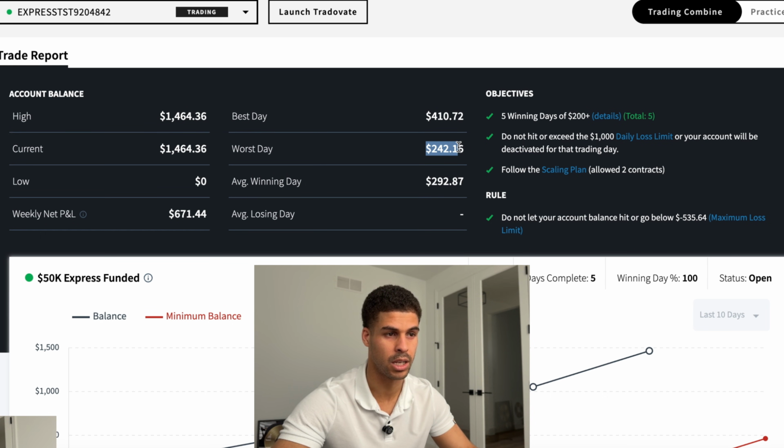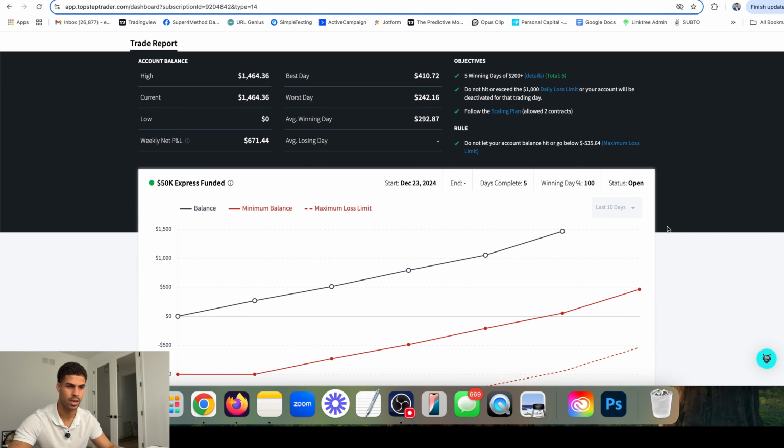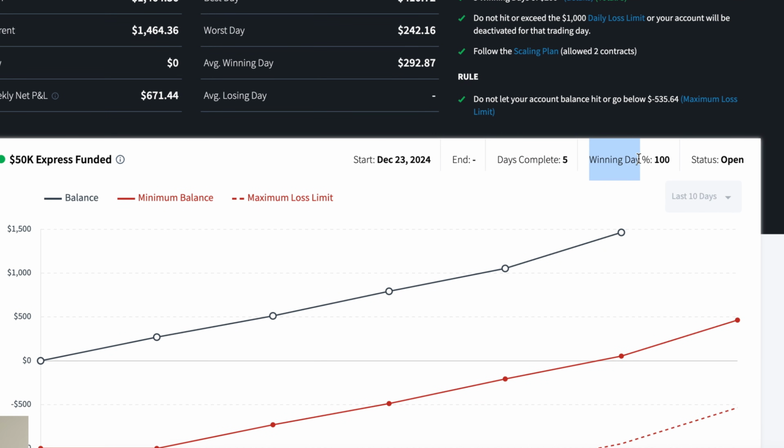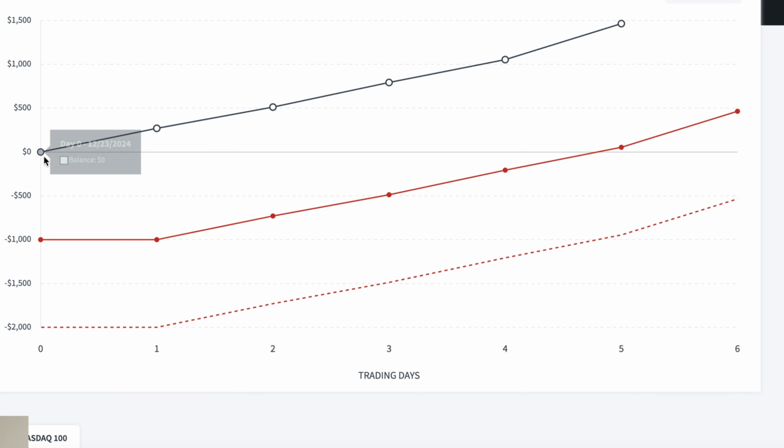Our worst day was plus 242. Again, we didn't lose any trades. And we did hit our 5 days of making $200. Now, we only traded for 5 days, and our winning day percentage is 100%. Look at our chart here, a slope up, a straight line up, and then the last day was a little bit higher than the average.